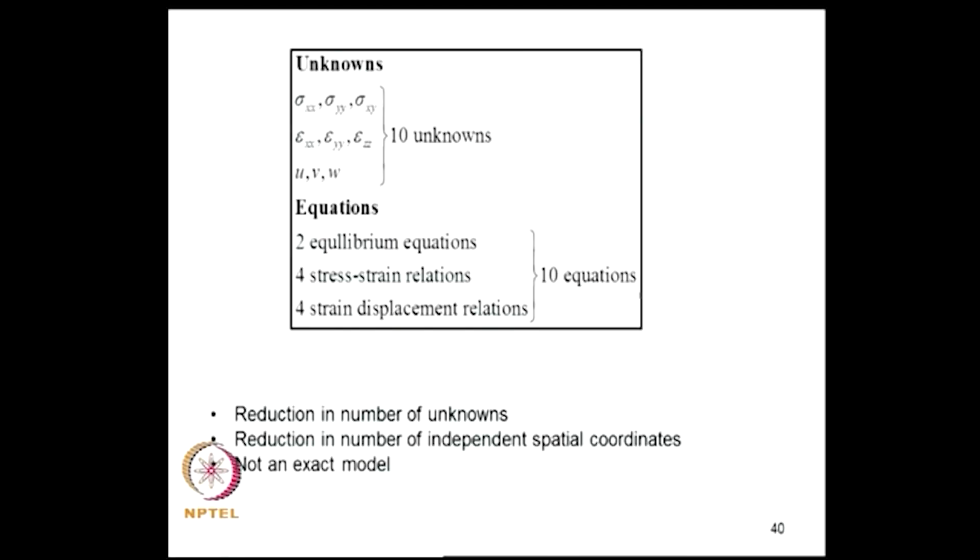So, now there are 10 unknowns that we are considering: sigma xx, sigma yy, sigma xy, epsilon xx, epsilon yy, epsilon zz, and the u, v, w unknown displacements. So, what are the equations? I have 2 equilibrium equations, 4 stress strain relations and 4 strain displacement relations. There are 10 equations. So, this is the simplification that we have achieved. We have achieved a reduction in the number of unknowns from 15 to 10.